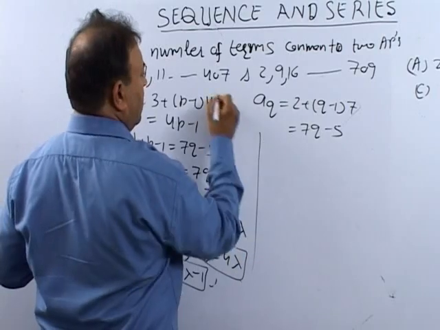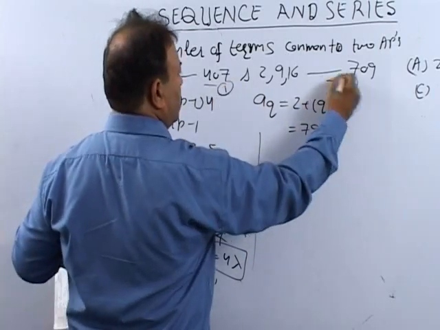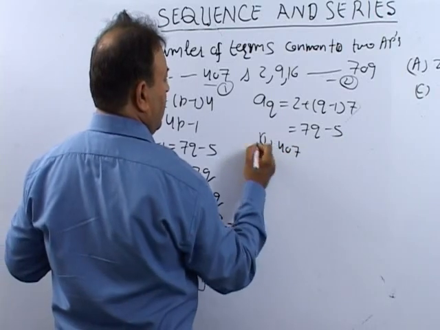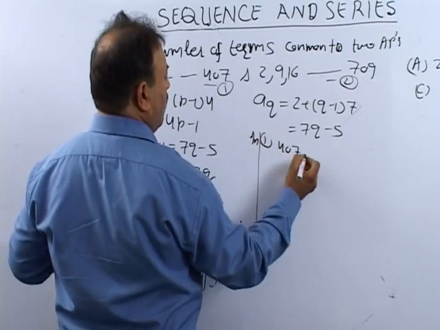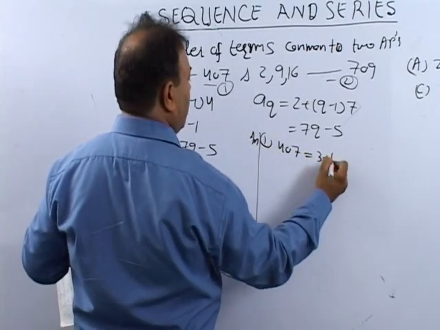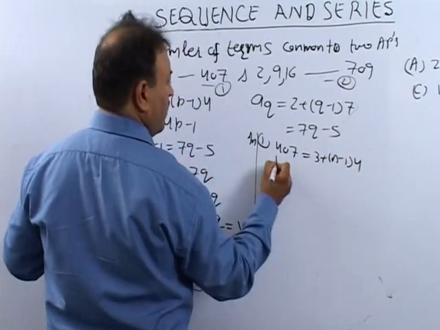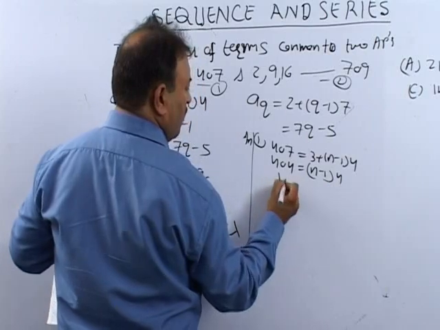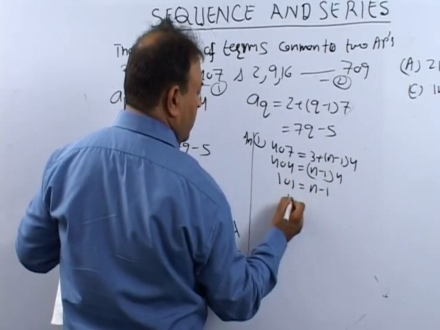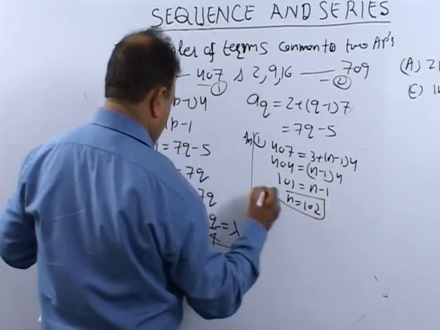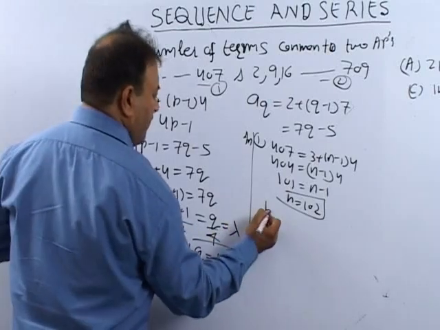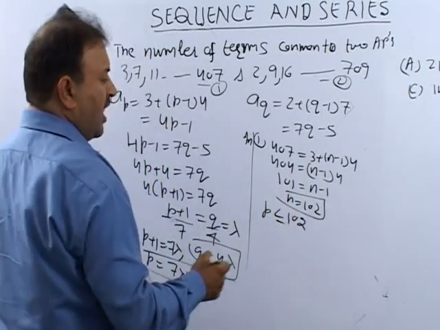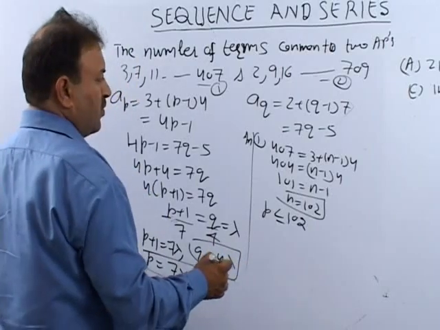पहले फर्स्ट सीरीज में सीक्वेंस नंबर 1, सीक्वेंस नंबर 2. सीक्वेंस नंबर 1 में नंबर ऑफ टर्म्स कितनी है? It is in equation number 1, 407 is the last term, 3 plus n minus 1 into 4. 404 is equal to n minus 1 into 4. 101 is n minus 1, n is 102. What does it mean? इसका मतलब है p can be less than or equal to 102.